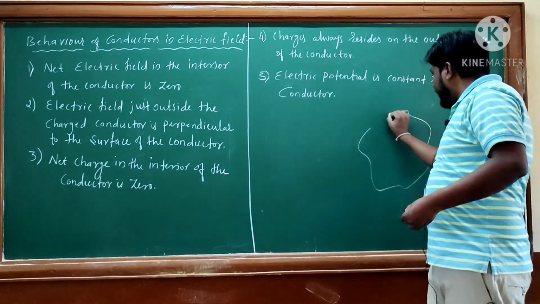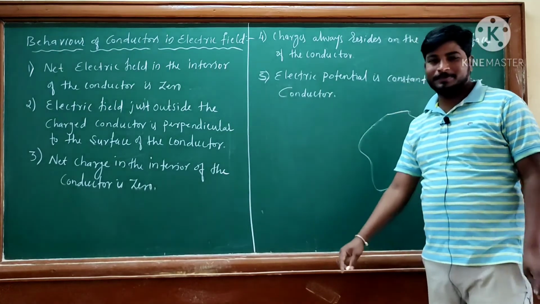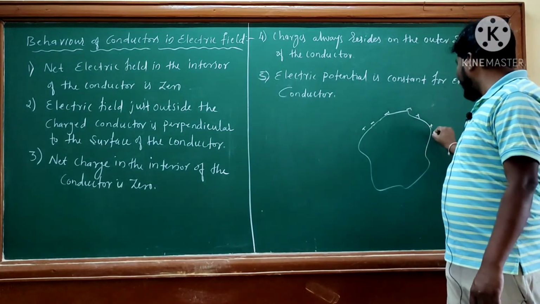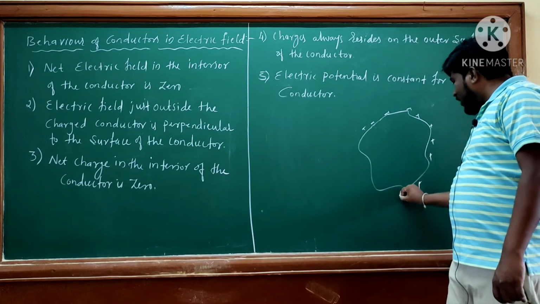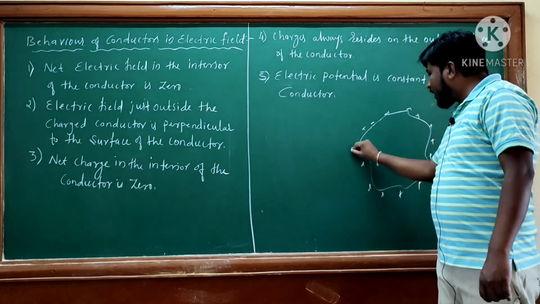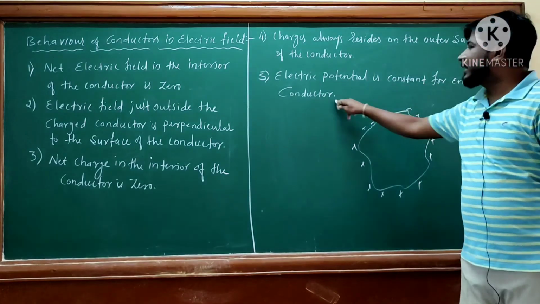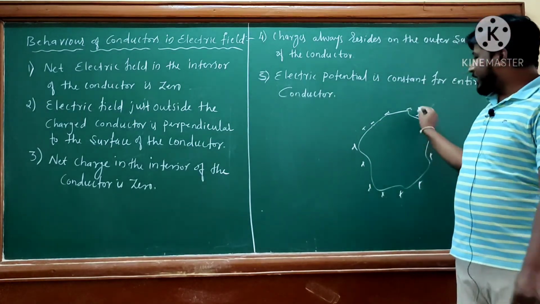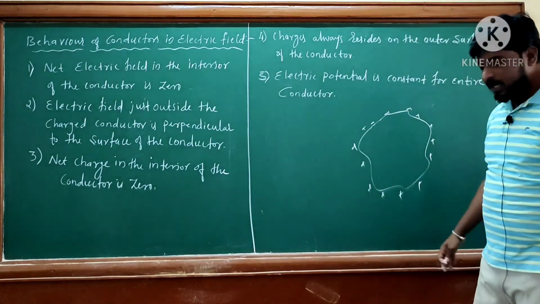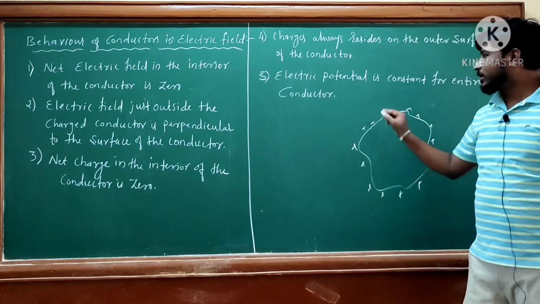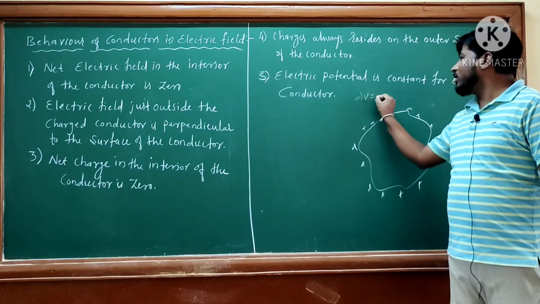say that we know this is the conductor, and we know that charges reside on the outer surface of the conductor. Why can we say that electric potential is constant for the entire conductor? For this entire conductor, electric potential is constant. Electric potential constant means what? dV must be equal to 0.